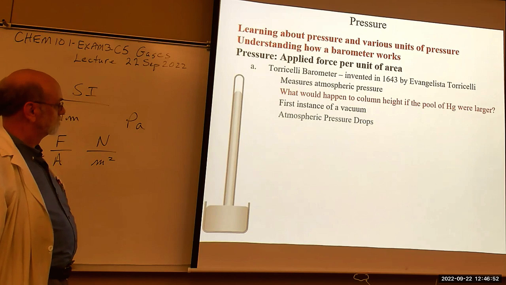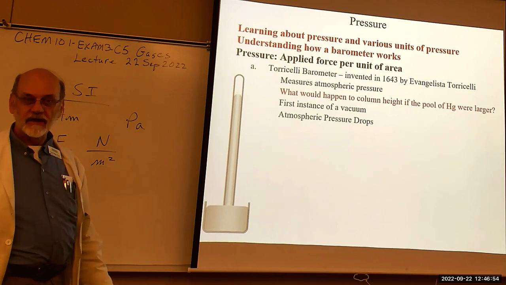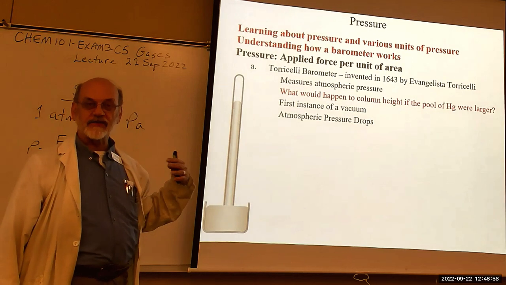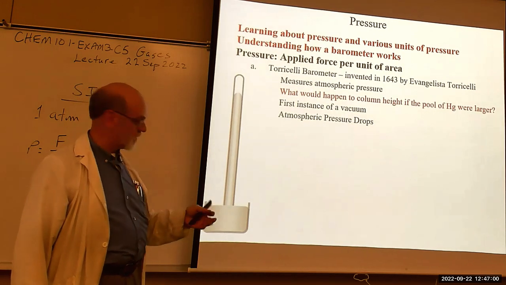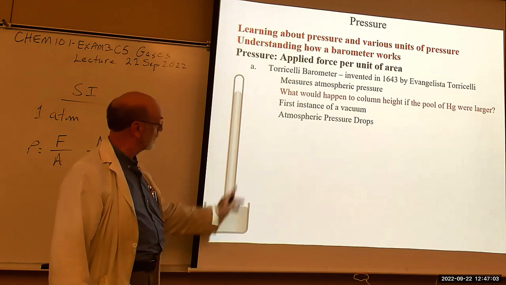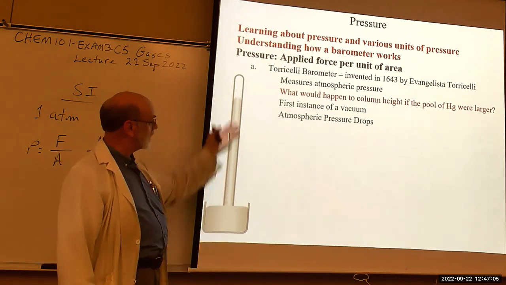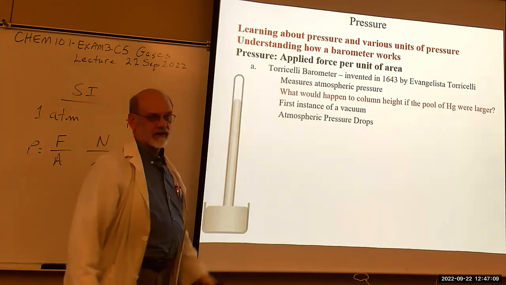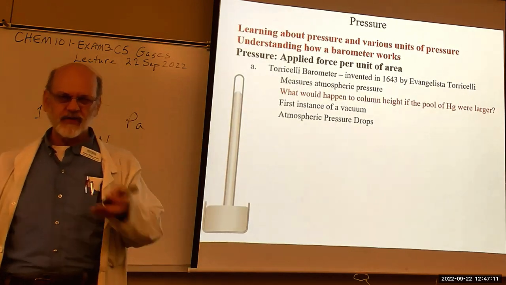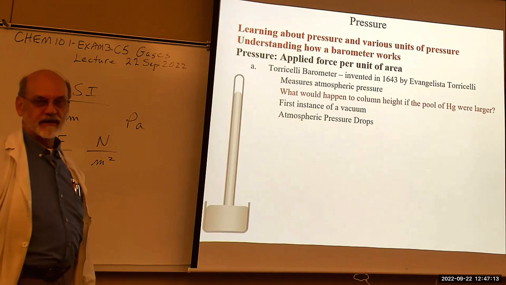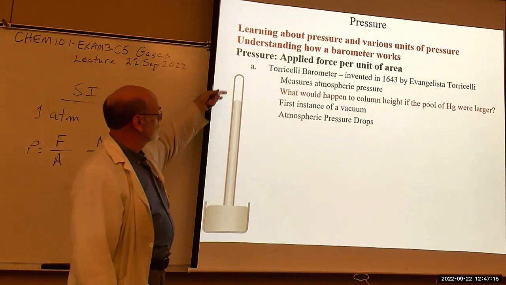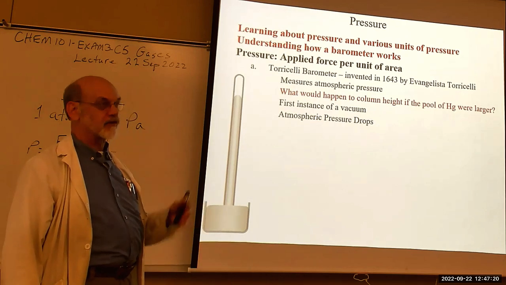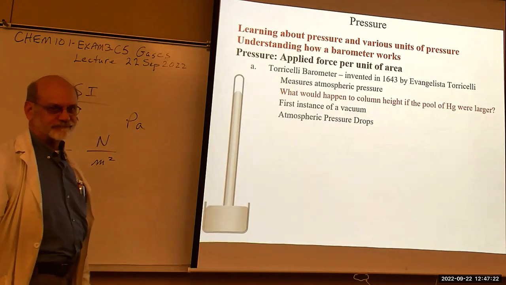It dropped. The column of mercury dropped. Well, not only was he inventing a device to measure air pressure, because air pressure is bearing down here and pushing up there, it's holding that column up. What's up here? Virtually nothing. There might be a few mercury atoms floating around, but for all intents and purposes, that was the first vacuum. There was something there, now there's not. That's a vacuum.